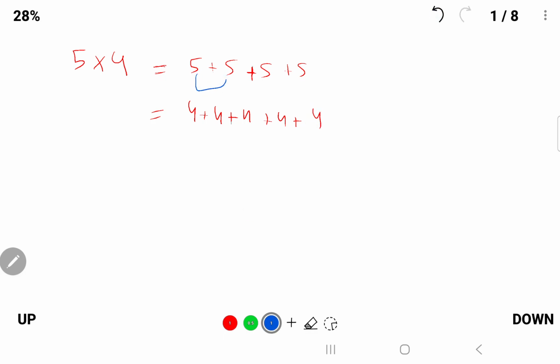So 5 plus 5 is equal to 10, 5 plus 5 is equal to 10, 10 plus 10 is equal to 20. Also here, 4 plus 4 is equal to 8, 4 plus 4 is equal to 8, 8 plus 8 is equal to 16, 16 plus 4 is equal to 20. So the answer is 20.